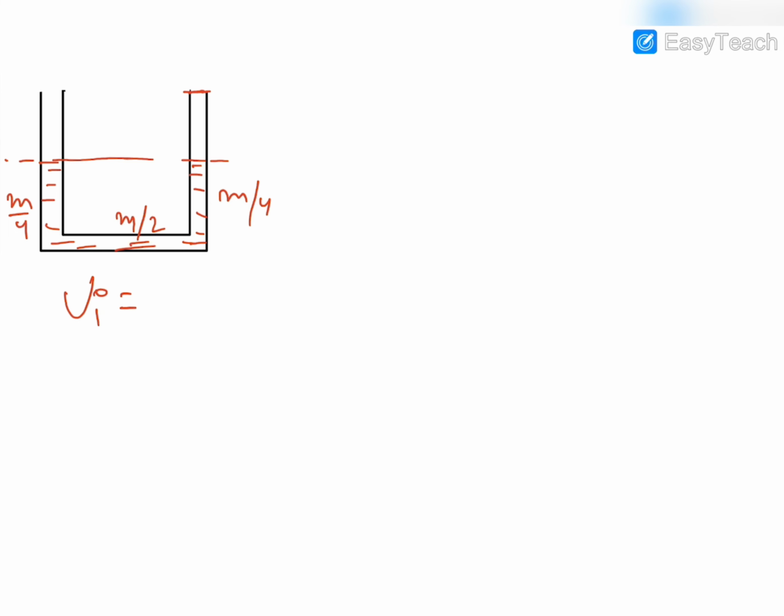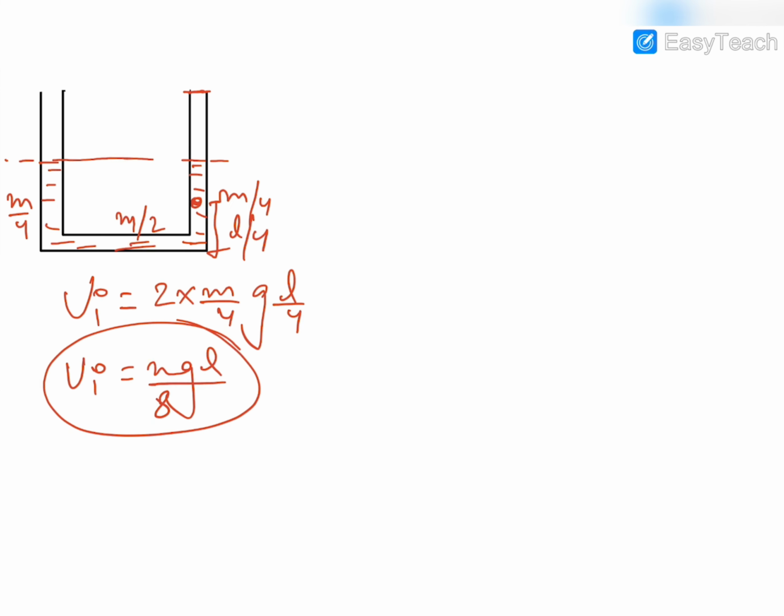So total mass would be M, and the initial potential energy will be twice of M by 4 g, and the center of mass of each of this liquid will be at a height of L by 4. So initial potential energy will be mgL by 8.